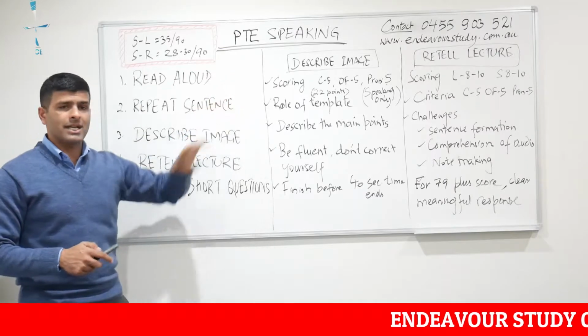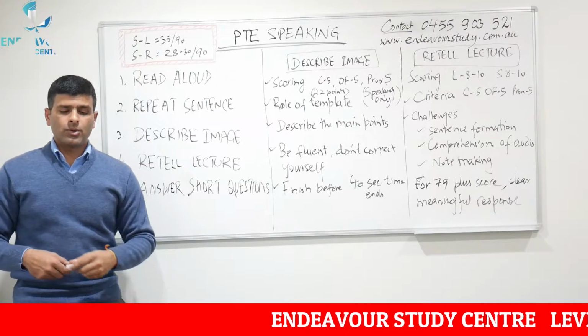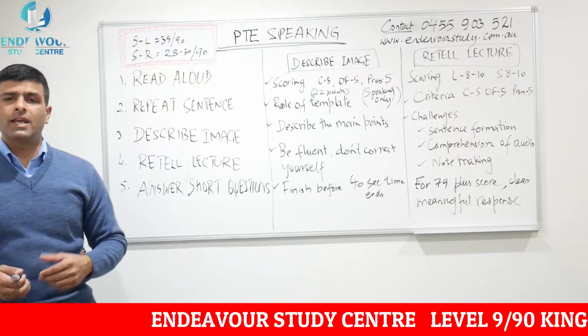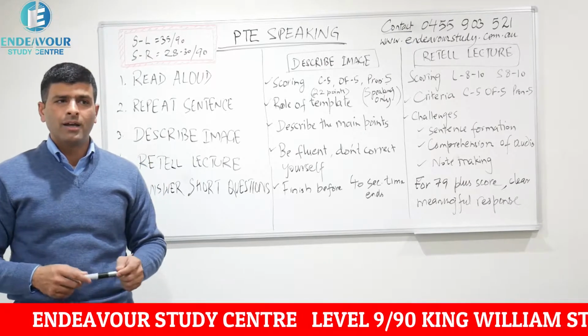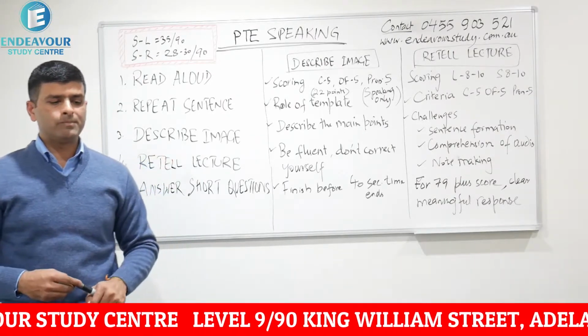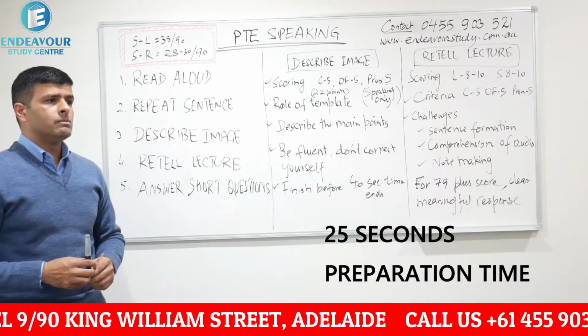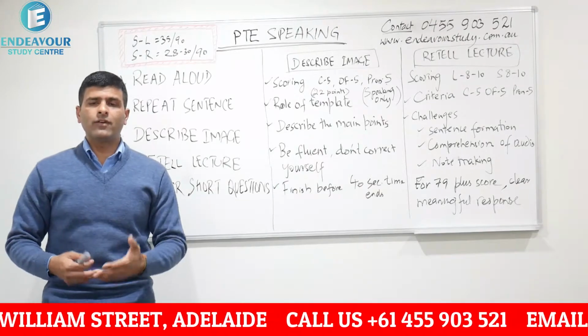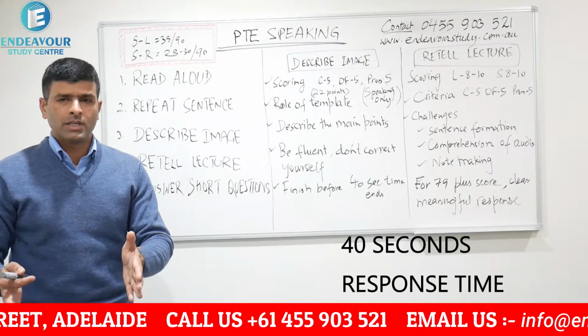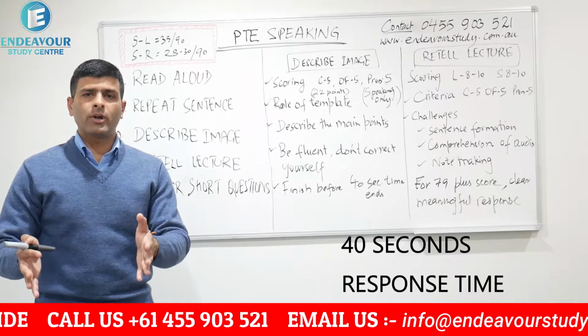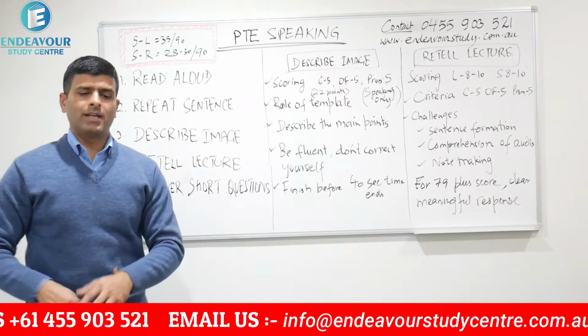As the name suggests, describe image. In this question type, what happens? They give you one image, and you look at the image. They give you 25 seconds preparation time, and after that you have to give a 40 seconds response. You should speak about the main points of the image in 40 seconds.